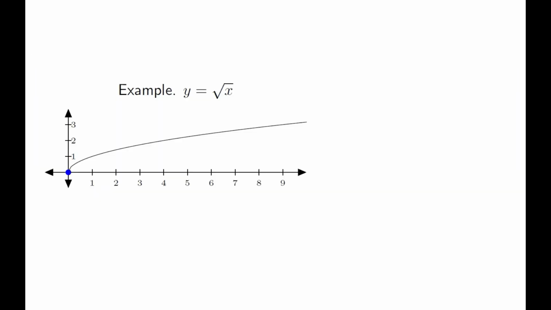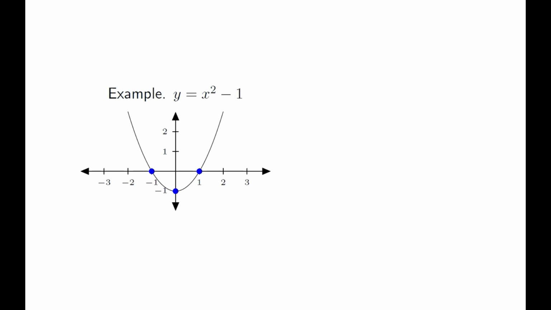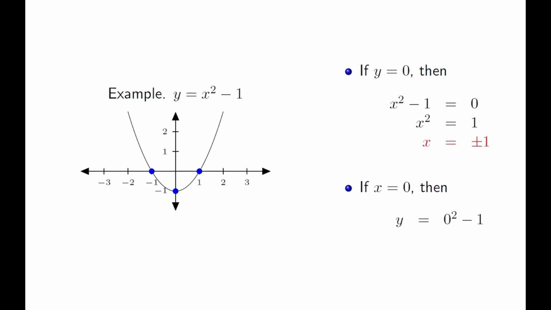Let us go back to the equation y equals square root of x. If y equals 0, then x equals 0. If x equals 0, then y equals 0. Clearly, the graph passes through the origin. In the case of y equals x squared minus 1, notice that the graph intersects the x-axis twice. That is because when y equals 0, we could have two values for x, 1 and -1. And when x equals 0, y is equal to -1.